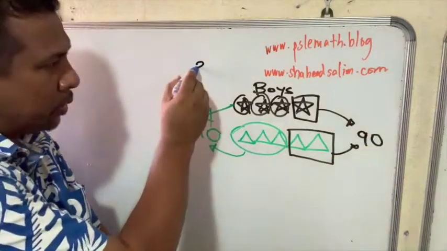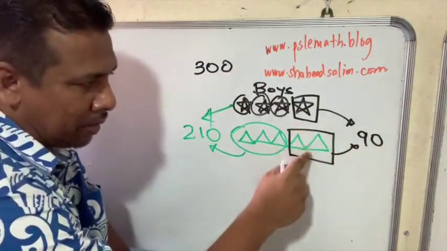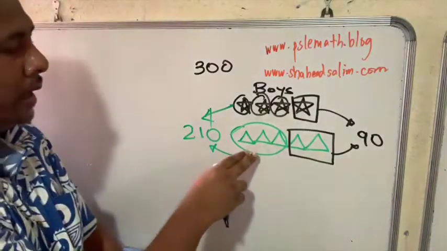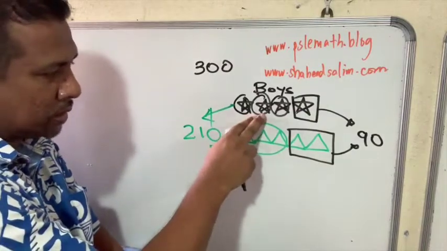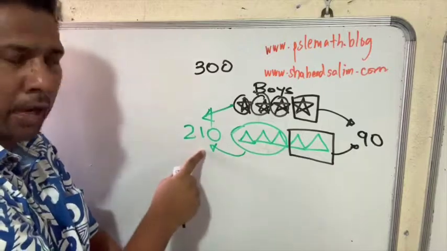Originally there were 300 students. We are told there's 90 left. These are those who are left in school. And when we minus this, we get 210. So that means 3 units of the boys and 3 units of the girls are equal to 210.